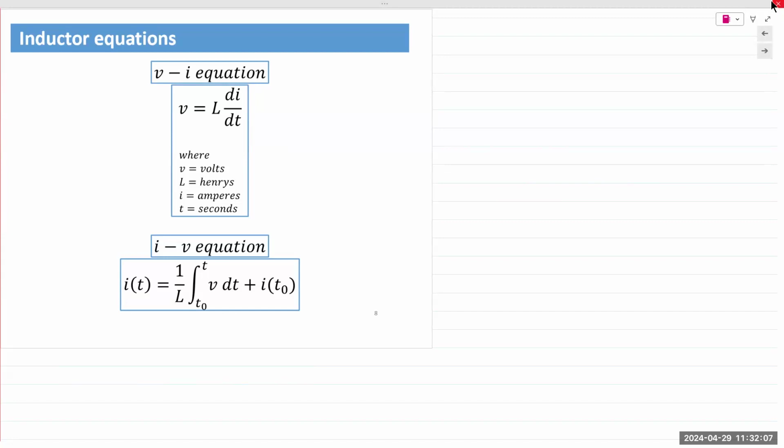Okay, but we have the VI equation, then we have the IV equation, basically how to find the current if we are given the voltage for both the inductors and the capacitors. So voltage for an inductor is given by the equation L di over dt. Product of the inductor, L, is the derivative of the current as a function of time, rate of flow of current, di over dt.